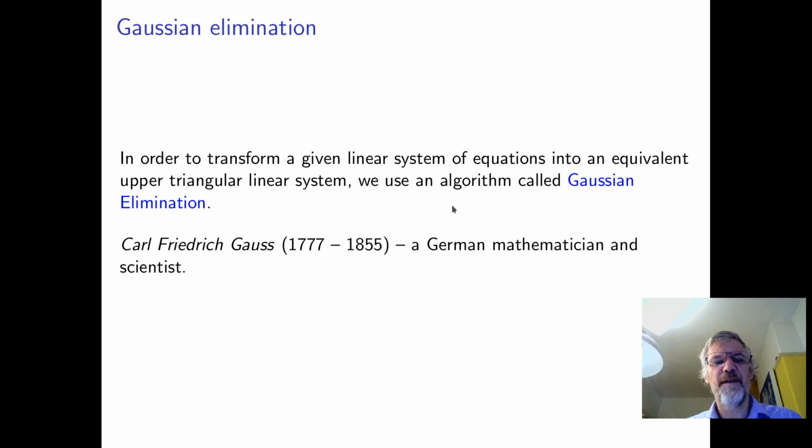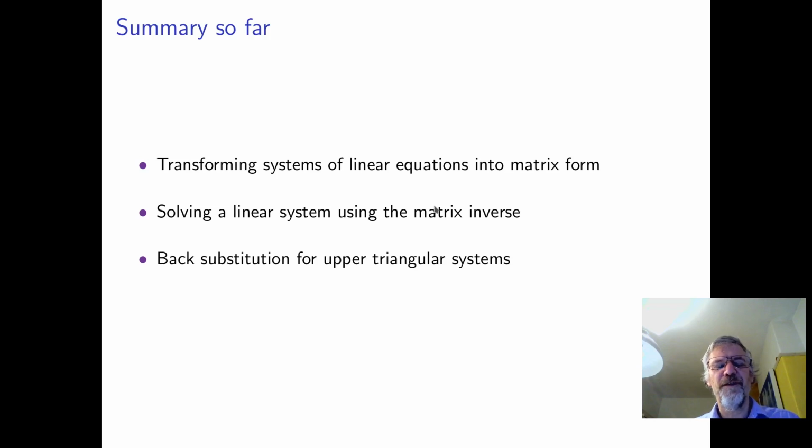So the first formalised method of solving a system of equations this way is called Gaussian elimination, named after Carl Friedrich Gauss. So far we've seen that you can transform a system of linear equations into matrix form, and you could solve it by using the inverse, but if the system was upper triangular, then you can do it by back substitution. And we just saw a very simple example of making the system upper triangular by subtracting multiples of one row from another.